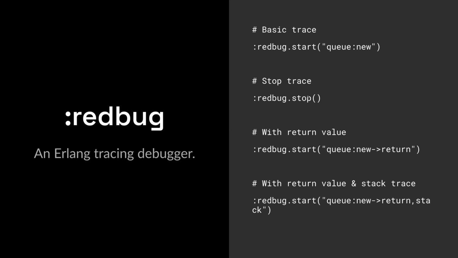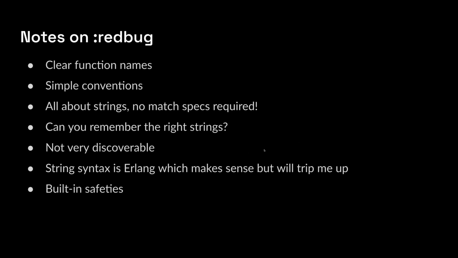You can stop the trace. You can say, oh, I want return values as well, or return values in a stack trace. So this is kind of convenient. It's much more convenient than dbg or the base Erlang stuff. And we can just show it actually working, I guess.